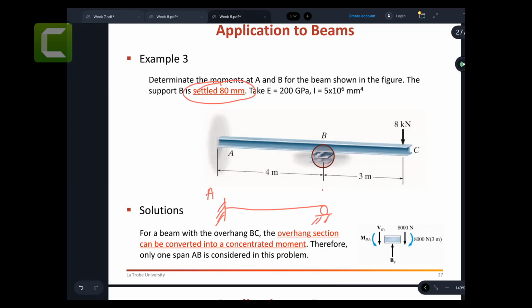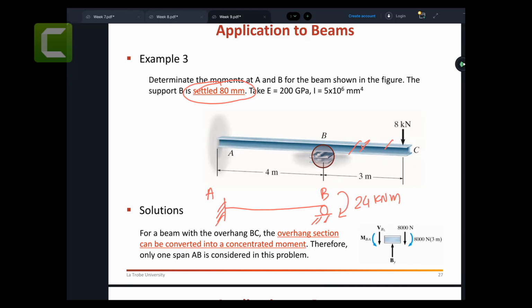A, and we just remove this part by putting the moment here, 24 kilonewton meters. Simple. So this whole problem becomes AB only. We're not going to draw BC, and we're not going to calculate end moments for BC in the slope deflection equation. We just remove the whole part of BC, completely ignore it.